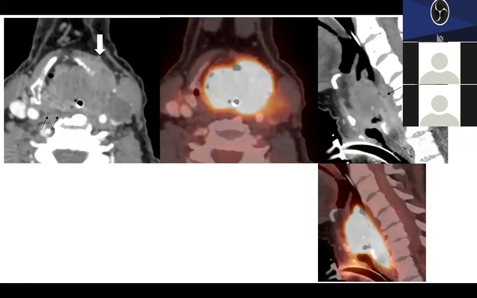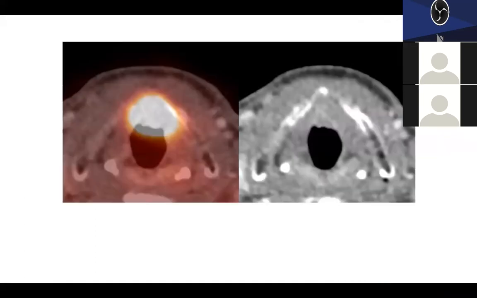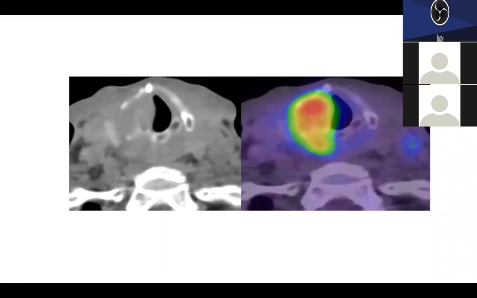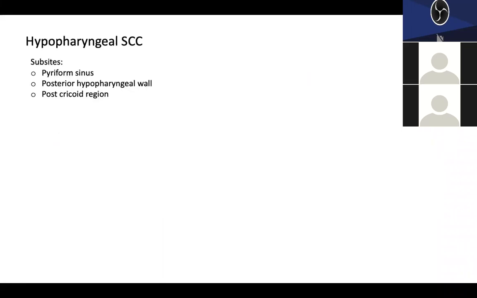So basically, the hypopharynx is the upper part of the pharyngeal area that is continuous with the cervical esophagus. Any tumor in the hypopharynx, especially involving the post-cricoid region, can easily go into the cervical esophagus.